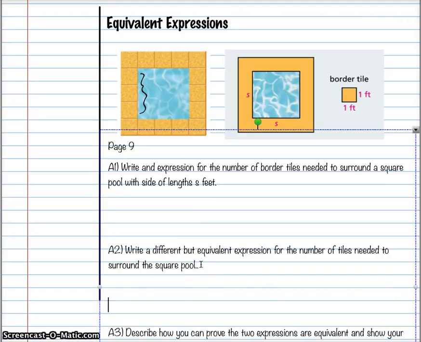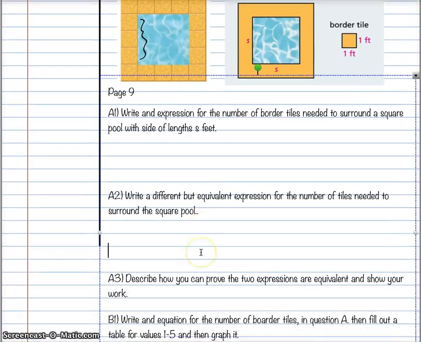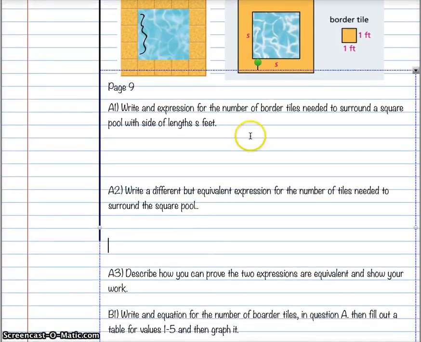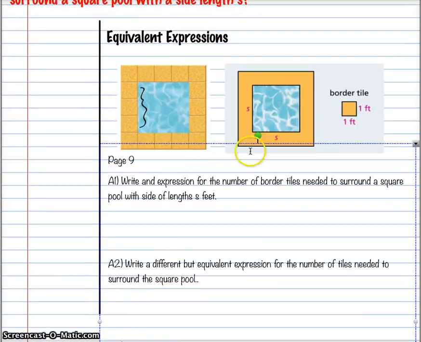It says, write an expression for the number of border tiles needed to surround a square pool with the side lengths S feet. So that's this one over here. Not particularly this one. They're just showing you an image of it. So I need to come up with an expression to represent this one.